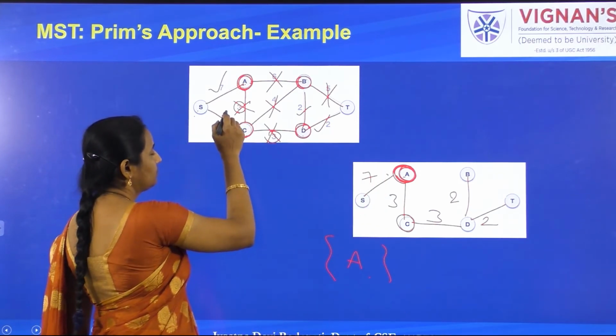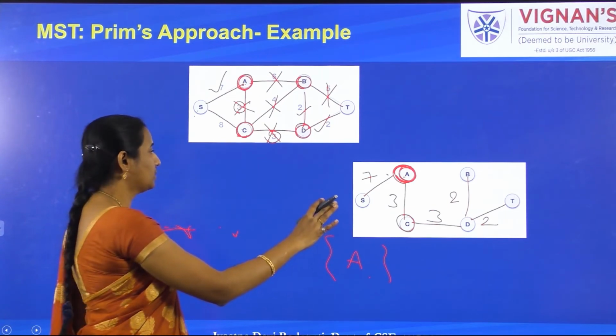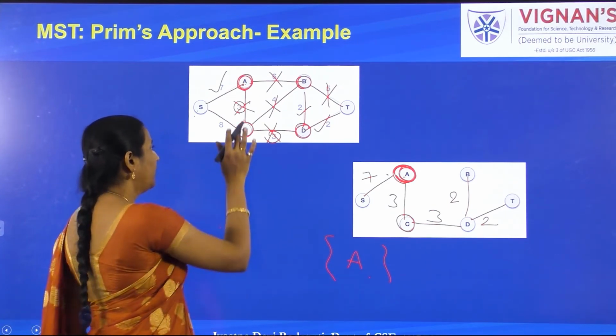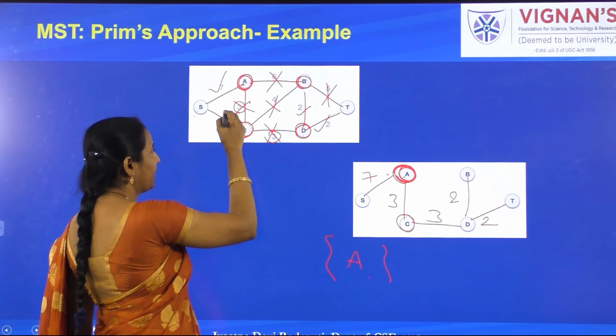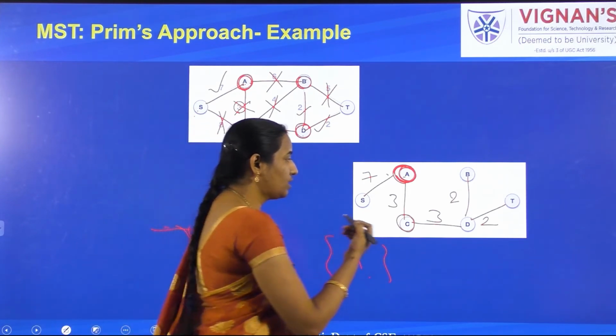And now n-1 edges are added, and you can stop the solution. You can stop the iterations. And even if you observe, I cannot add this because after adding this, it's forming a cycle. And what is the cost of this solution?